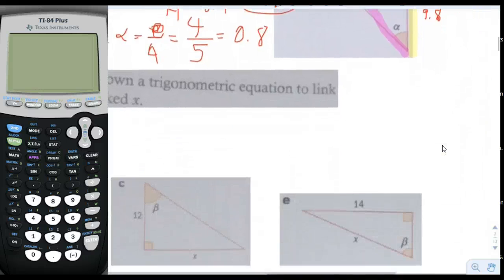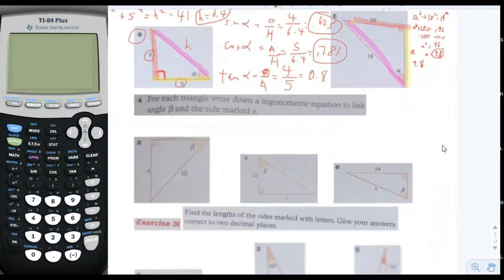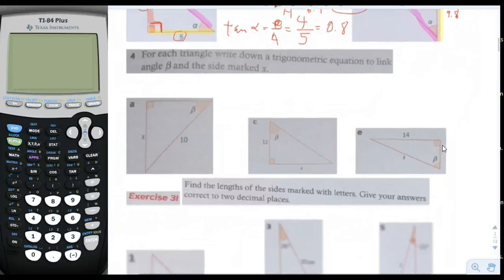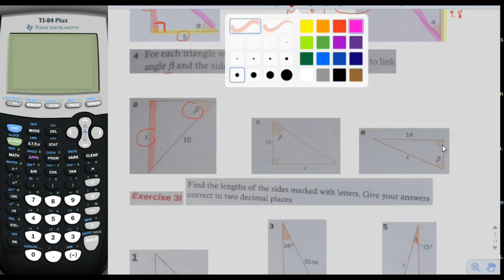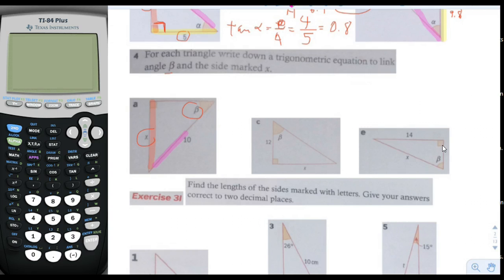All right, moving on. Number 4, for each angle, write down a trigonometric equation to link the angle beta, another Greek letter, and the side marked x. Okay, so we want to link these two with a math relationship. And of course we're going to do that with sine, cosine, tangent. Now which sine, cosine, tangent equation are we going to use? Well, we see that x is the opposite, and we see that the other side given is 10, which is the hypotenuse. So we have the opposite, we have the hypotenuse. That would be sine, right?